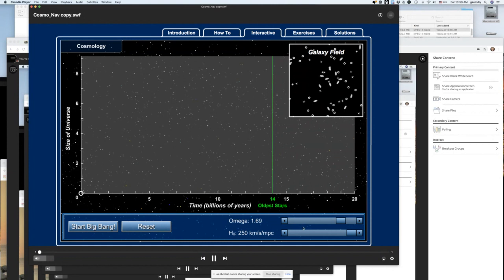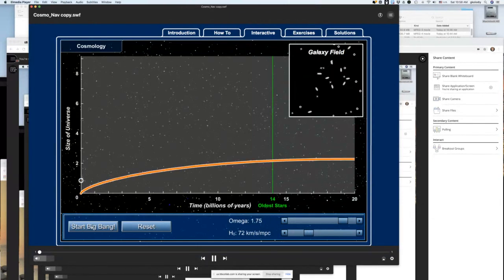So let's do question number 3. There's another option to figure out which is the right answer. We're going to set all the options. First of all, set this omega at 1.75. And we're going to leave that at 1.75, and then let's change this. Let's put it at 72 to begin with, which is what we believe it is. Let's reset it and start the Big Bang and let's see what happens.